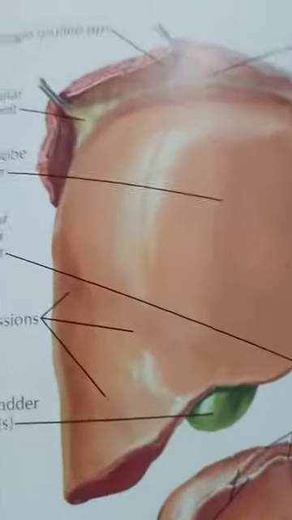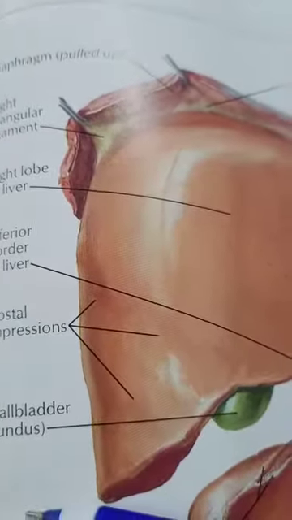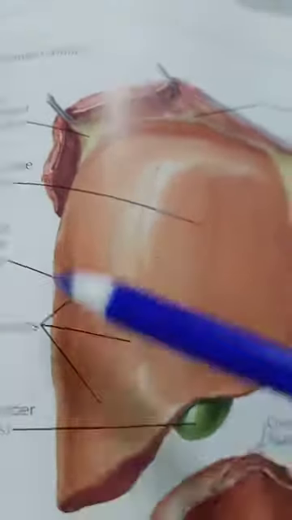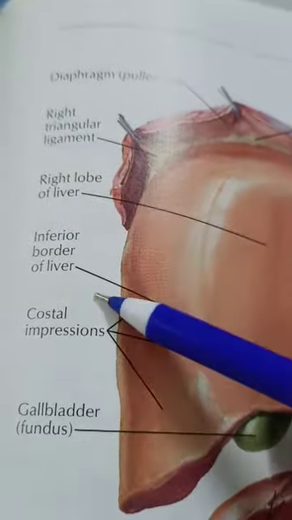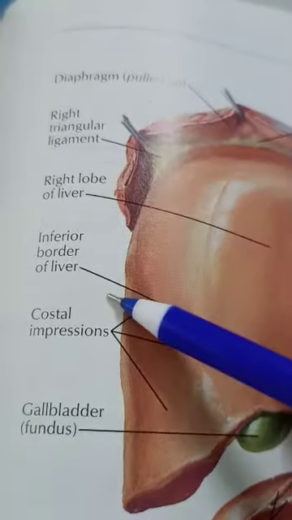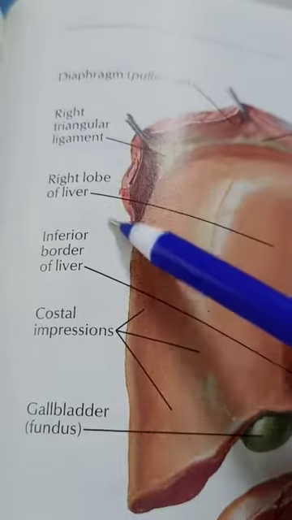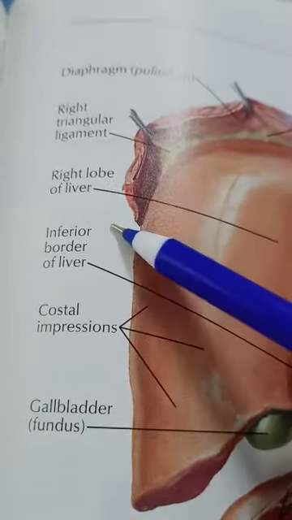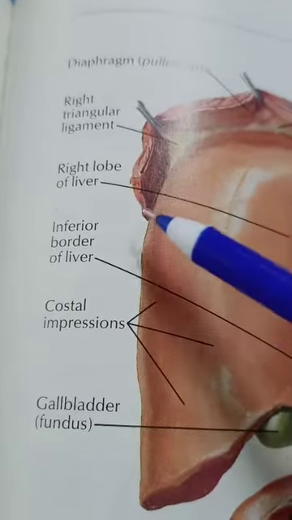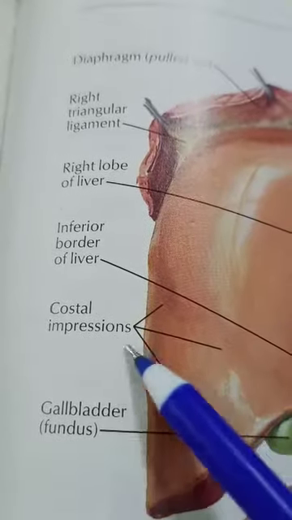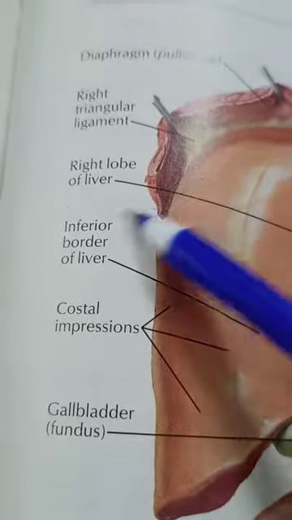And coming to the relation of the right surface, this right surface is related to the 7th to 11th ribs, and up to the upper one third, it is related to the diaphragm. Then above the diaphragm comes the pleura, and also above the pleura comes the lungs, the right lung. So right lung, pleura, and diaphragm are related to the upper one third. Middle one third is related to only pleura and the diaphragm. So lung will be coming only in the upper one third.